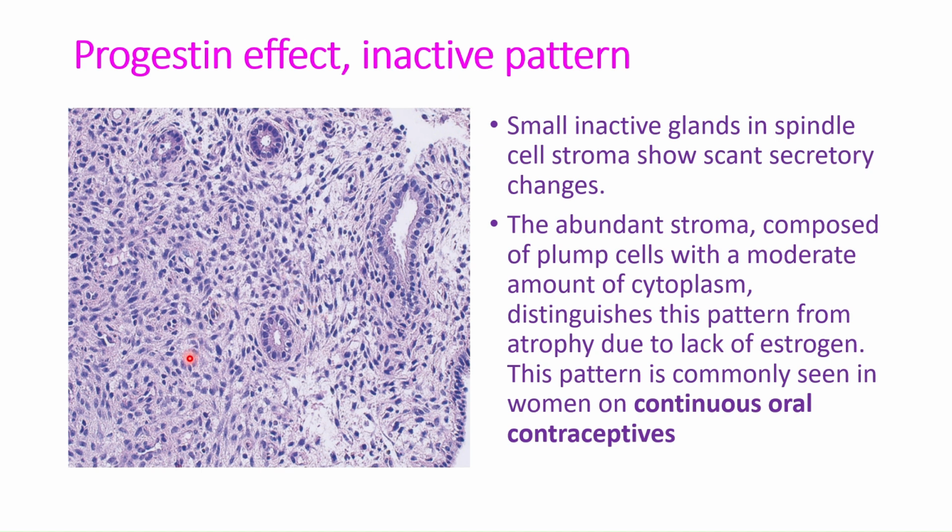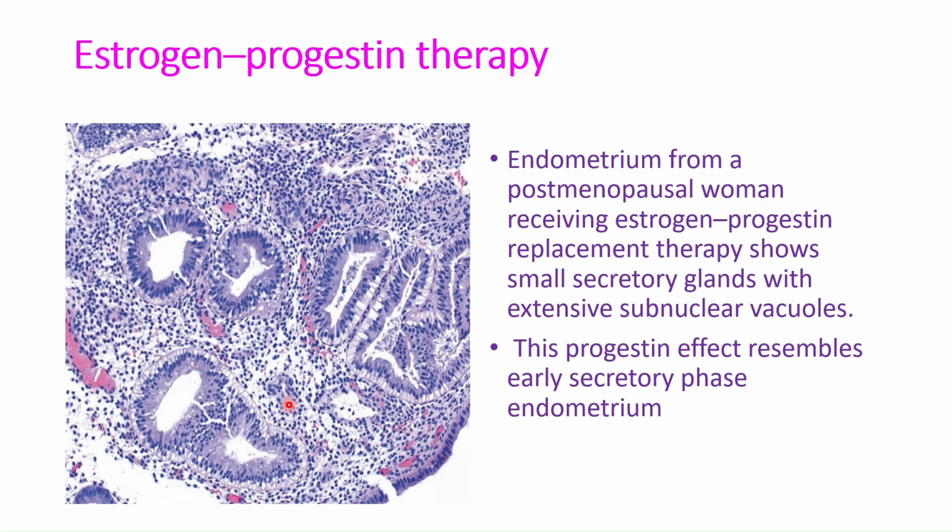So this is an atrophy, or this is a stroma showing a spindling effect. So as compared to deciduoid and secretory pattern, here the spindling effect is prominent, and this is due to continuous oral contraceptives.